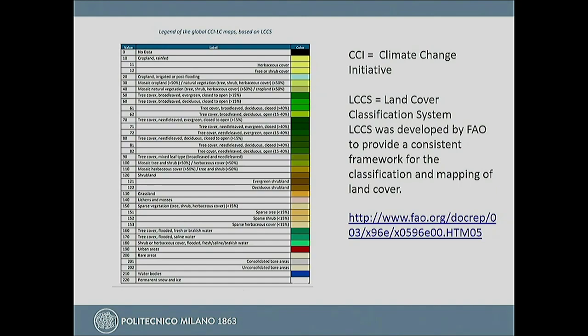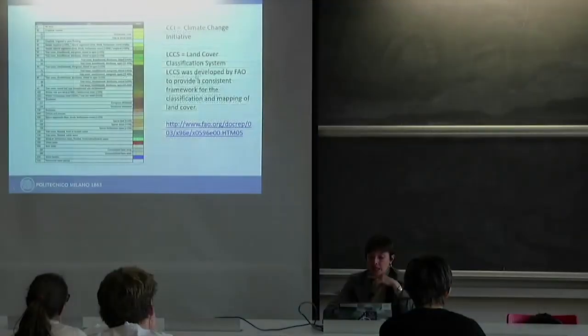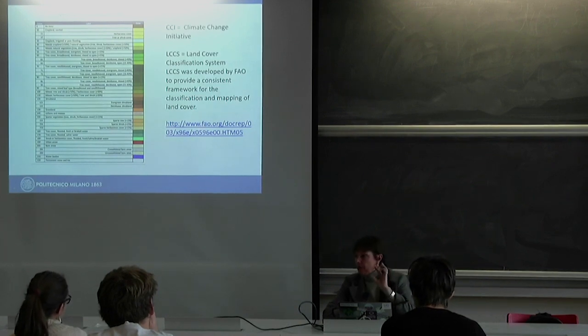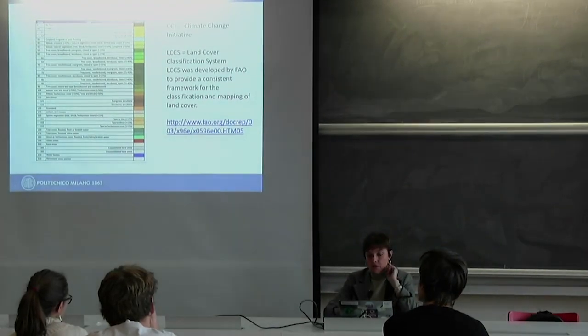For appreciating the change in the territory, we have first to give a look to the legend. And this is the legend as you saw before in the WebGIS. I want just to highlight for you that this legend is based on what is called LCCS, which is the Land Cover Classification System that was developed by FAO, so related mainly to the problem of food, agriculture, and so on.